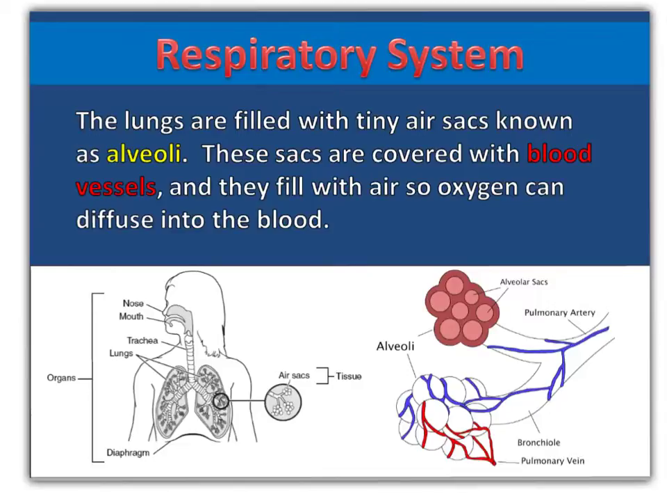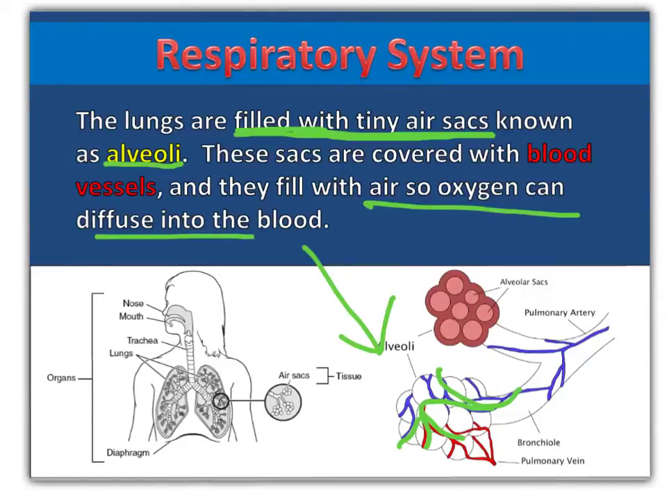Okay. Your next question asks you, what are alveoli? That's a fun kind of word. Alveoli are tiny sacs filled with air. Look at this picture down here really quick. These are alveoli, those little grape-looking things, and they have the vessels laying on top of them and going across them. The reason why they have blood vessels is so that the air and oxygen can diffuse into the blood.